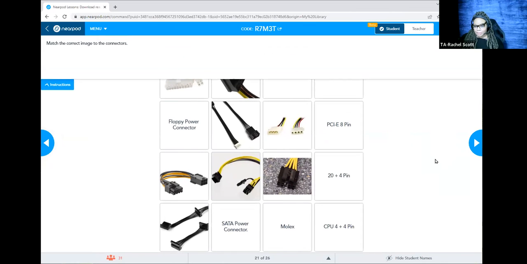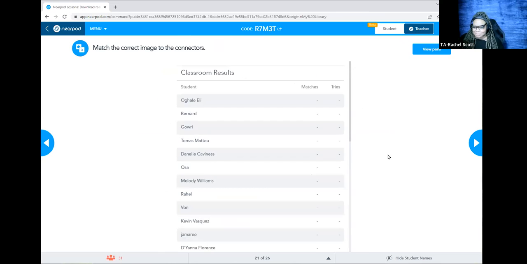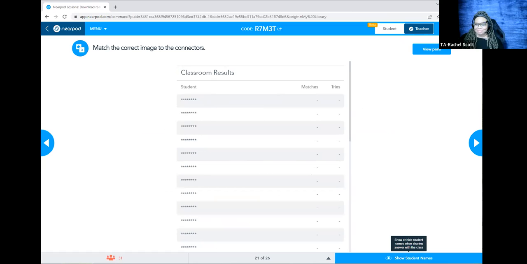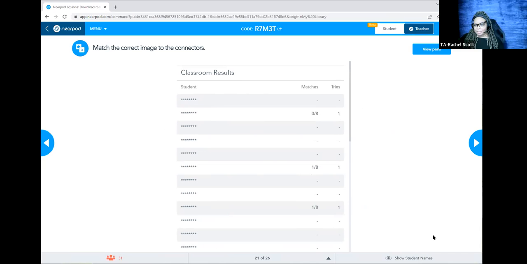Okay, now we have a match game. You're going to match the description with the image. You want to click the teacher box at the top, and that's where it is. Names at the bottom right. There we go. And it might take you many tries, and that's okay. I promise you.